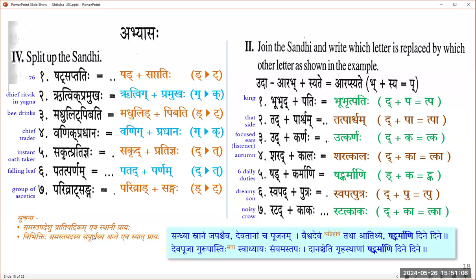So pratipadikam is a noun stem. Dhatu is a verb stem. Pratipadikam itself is generated from dhatu using krit pratyaya addition. Like ram dhatu plus ghai pratyaya becomes rama. And then rama plus su becomes ramaha.